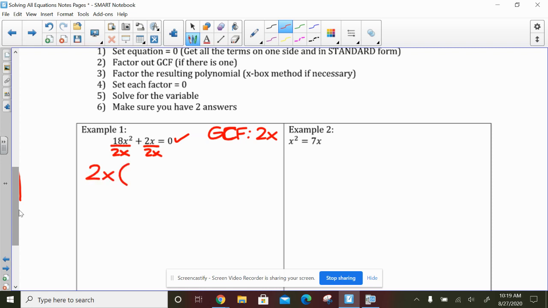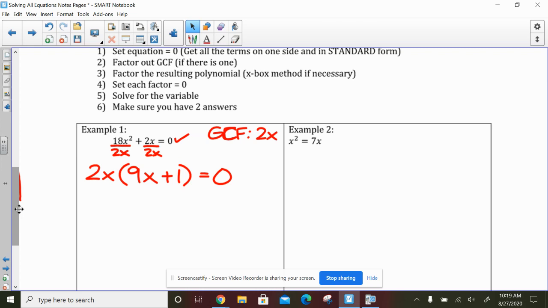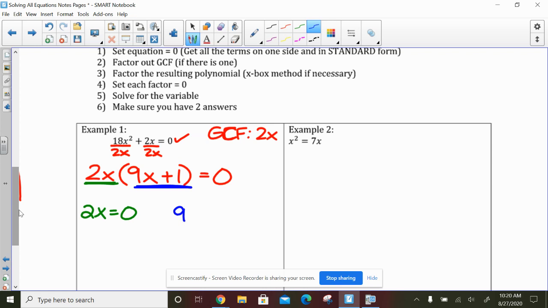That goes on the outside of your parentheses. So 18 divided by 2 is 9. X squared divided by X is just X. And then 2X divided by 2X is 1. Once you get it factored, you will take each factor and set it equal to 0. What I mean by each factor: this is one factor, 2X equals 0, and this is the other factor, 9X plus 1 equals 0. Now you have two linear equations that you will solve for X.